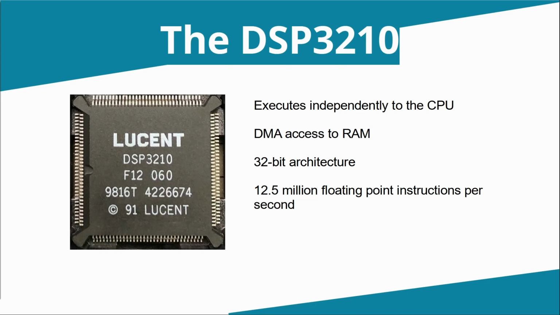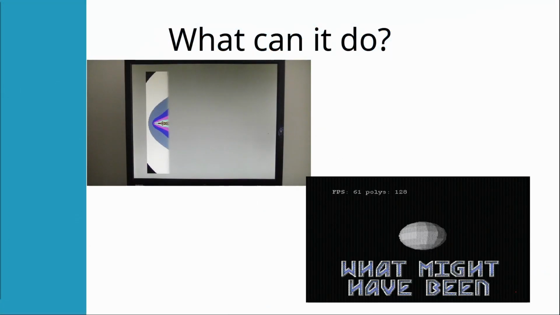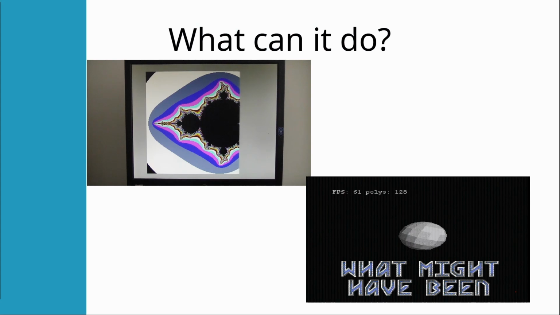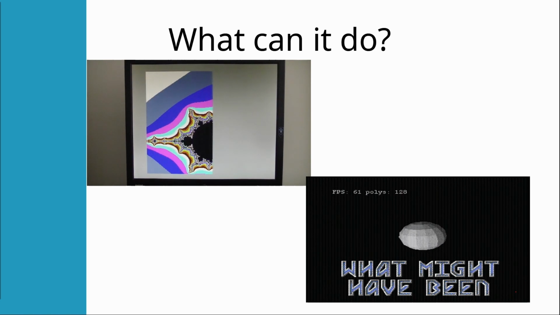Inside it, it's a pretty powerful architecture for its time, being fully 32-bit, meaning that it can execute 12.5 million floating point instructions per second, which gives it some pretty unique capabilities. Put that inside a regular A3000 and what can you do with it? Well, I've done a bit of programming of this chip and these are the results.